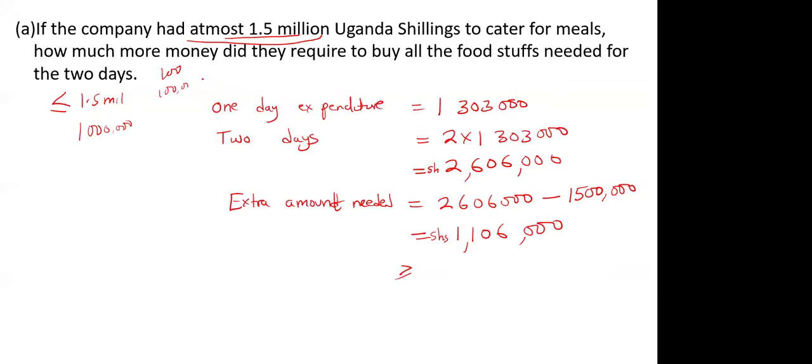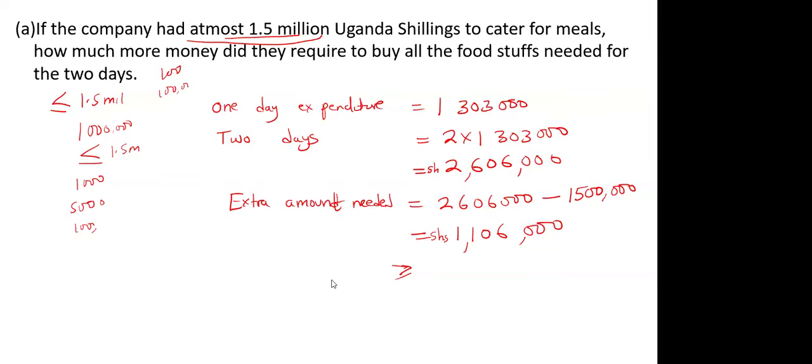I don't know whether you have understood the word. Here you are not sure, because they told us at most 1.5 million. But when they use the words at most, we said it can be less than or equal to 1.5 million. Meaning it can be even 1 million, even 500,000, even 100,000. So when you use the words at least, it means that any amount the company gets more than 1,106,000, you will be in a position to cater for everything that you needed. Hope that is very okay.